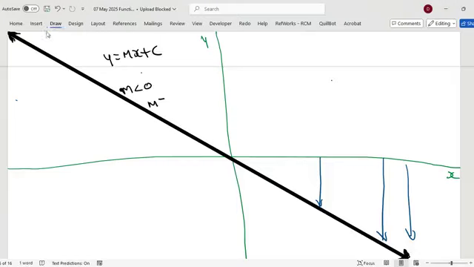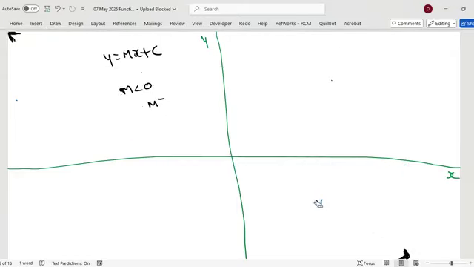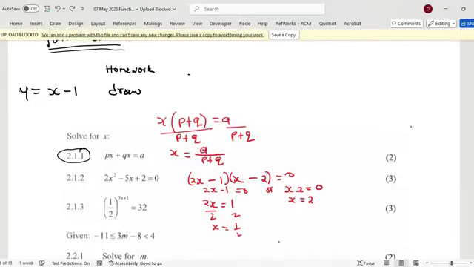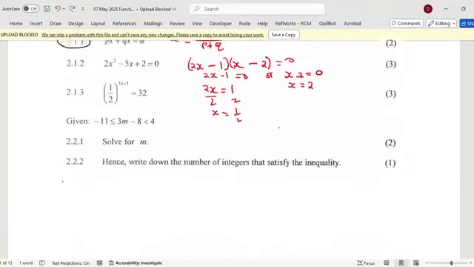So to cover all the values of x, I'm saying x is the element of real numbers.